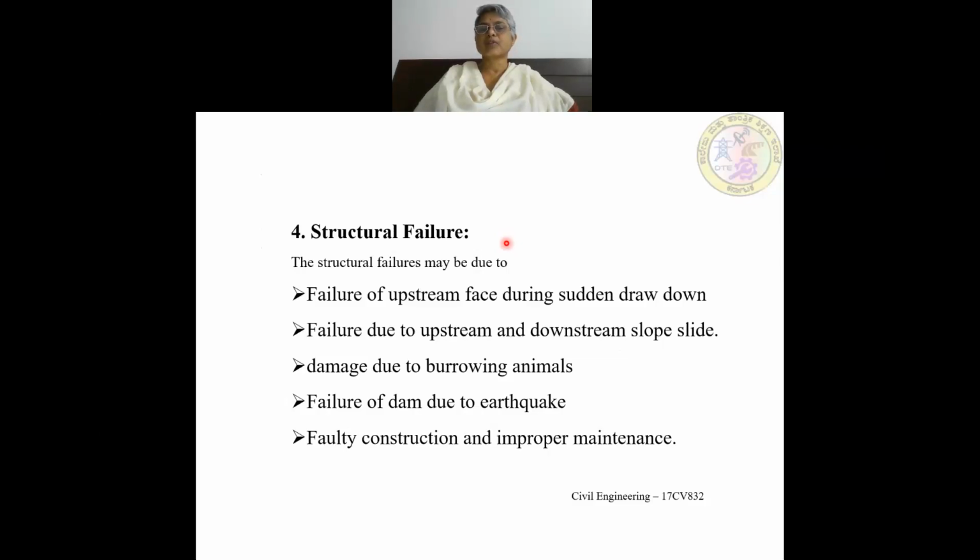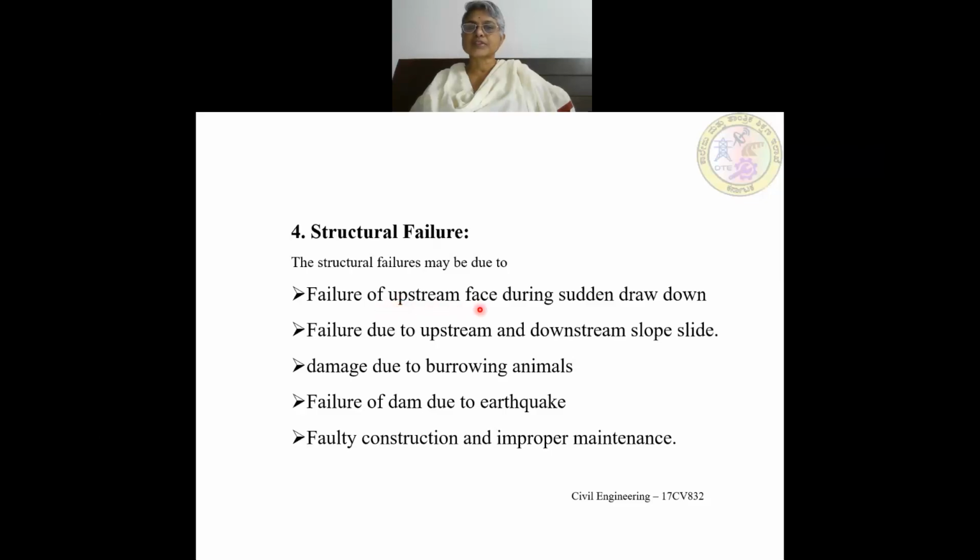So piping in the body of the dam means that along with the water, it carries the soil particles, forming cavities. The size of the cavities will increase and water starts flowing through these cavities, which may be called pipes. So it is called piping. And the same thing happens through the foundation. So it is called piping through the foundation. And this is structural failure. So the structure will fail if it is not properly designed.